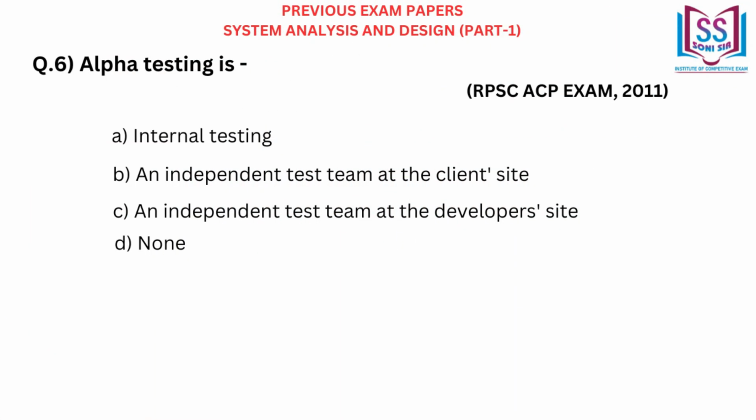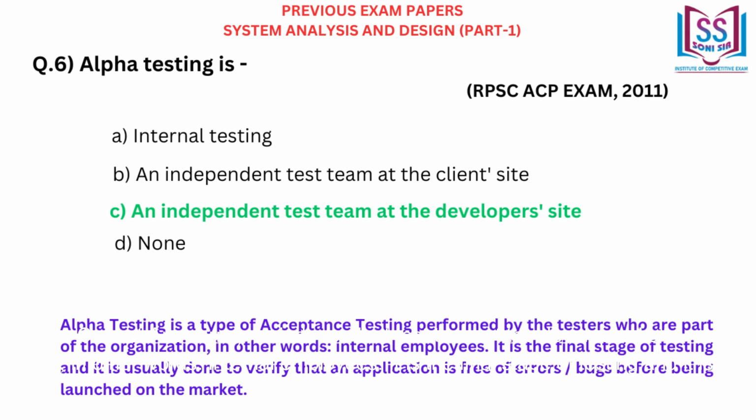Alpha testing is A. Internal testing. B. An independent test team at the client side. C. An independent test team at the developer's side. D. None. Correct answer C. An independent test team at the developer's side.